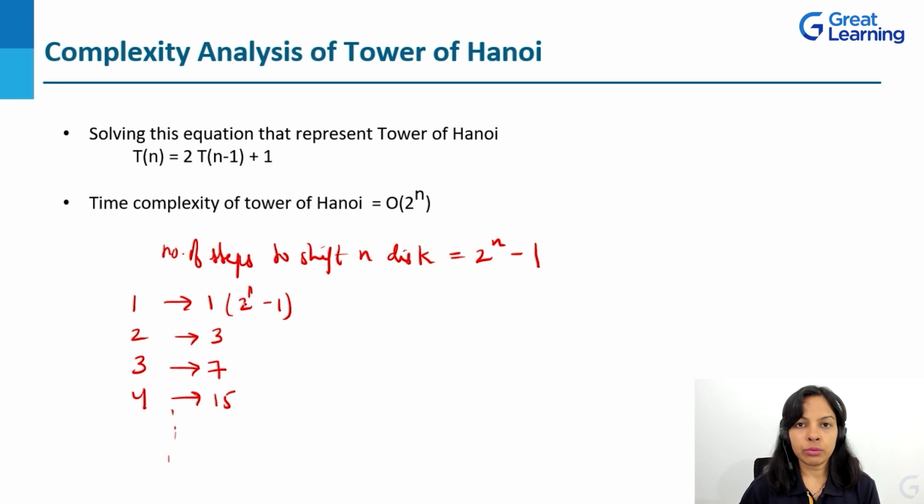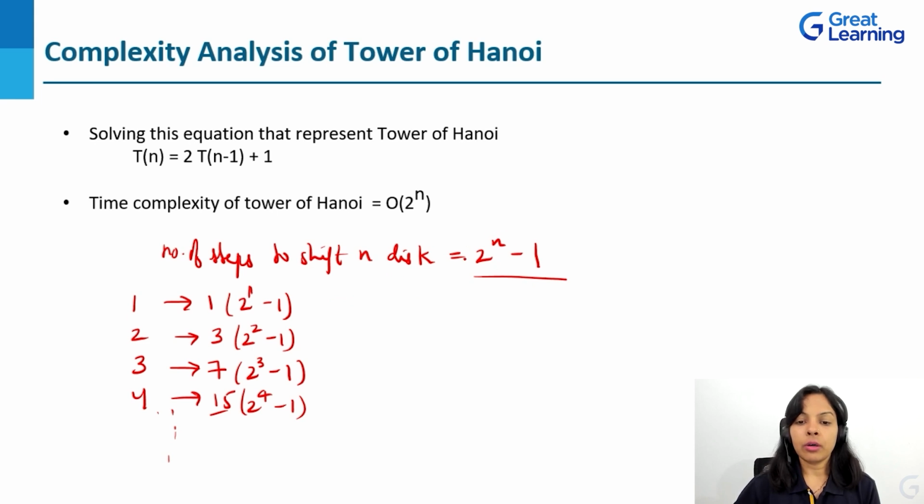2 to the power 1 is 2 and minus 1 is 1. Then for 3 also, if I write 2 to the power 2 minus 1, that is 2 to the power 2 is 4, 4 minus 1 is 3. For 7, if I write 2 to the power 3 minus 1, 2 to the power 3 is 8 minus 1, 7. 2 to the power 4 is 16 minus 1 is 15. In the same way, if we analyze this, we get that the number of steps to shift n disks is 2 to the power n minus 1.